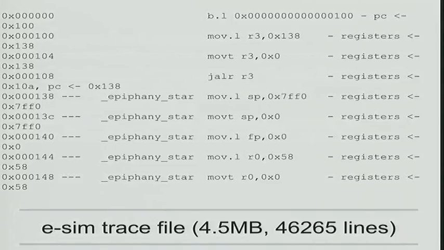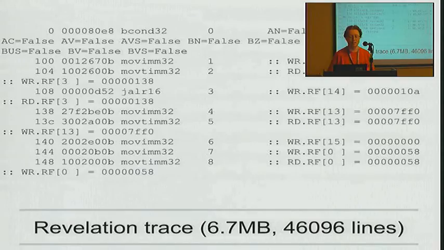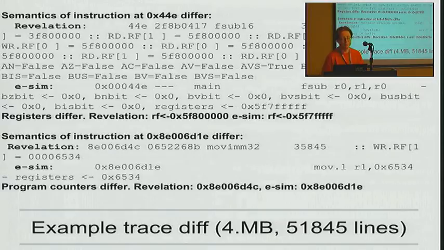This is an eSIM trace file. It's for a test case that I haven't committed yet because it's a feature I haven't implemented yet. It's 4.5 megabytes. It's nearly 50,000 lines, and you probably will look at that and think, ugh, what does it mean? This is the same tiny bit of trace from Revelation. It's even bigger, it's even more lines, and it's not much easier to read.